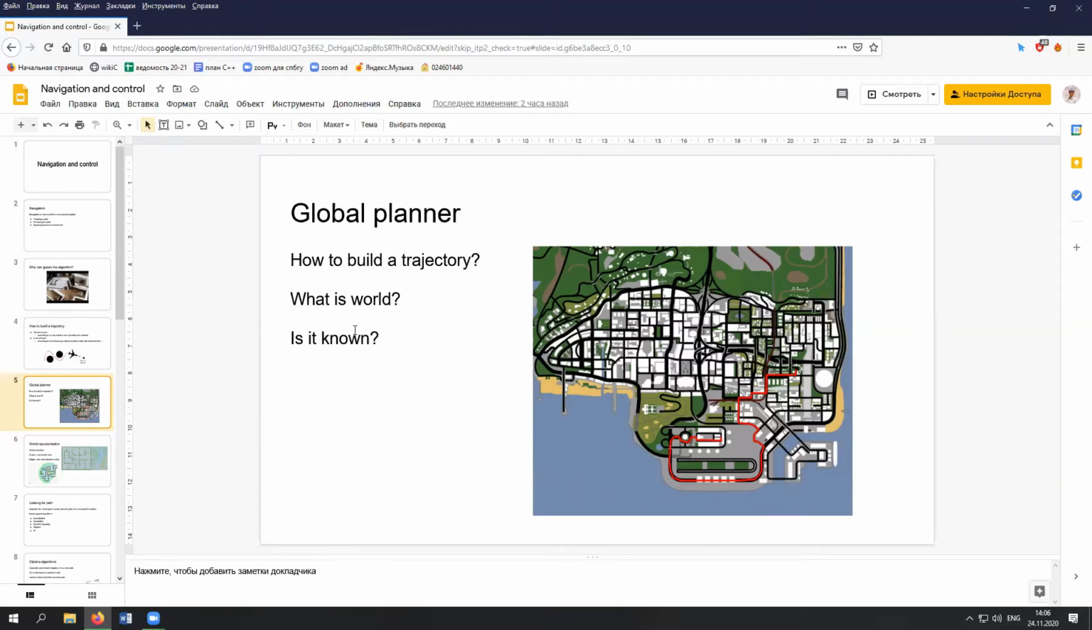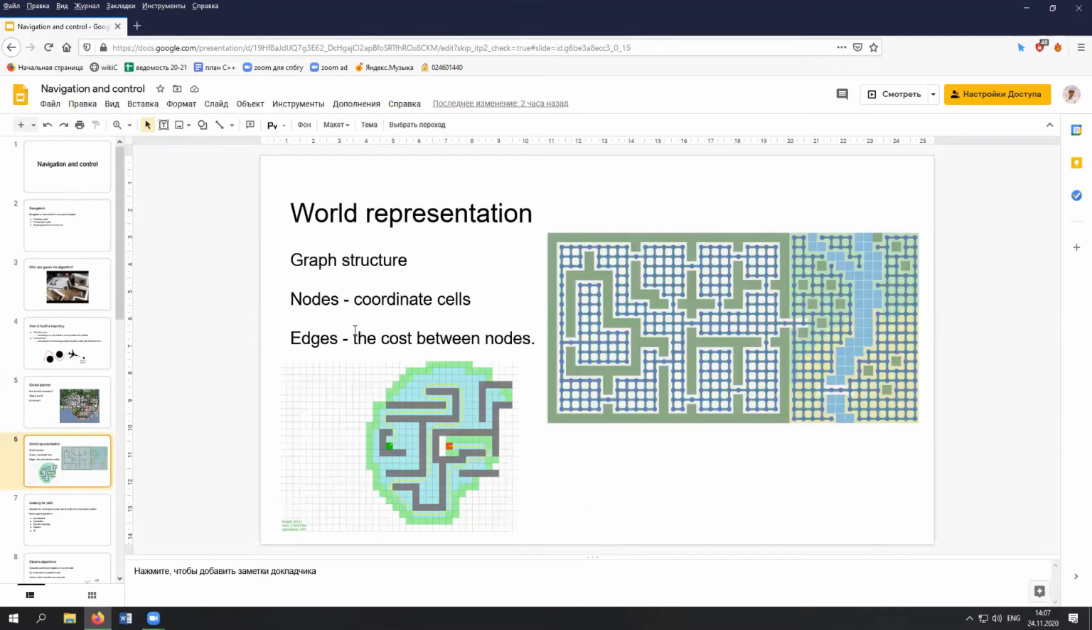The idea is we have to build the trajectory. Well, we don't know how far these points on the trajectory should be, but in general, that should be the trajectory. And the idea how to do it is very straightforward. We have to consider our map as a graph where nodes are coordinate cells and edges are some kind of connection between these nodes, and the weight of these edges would be the cost.